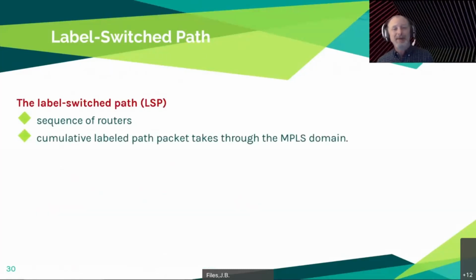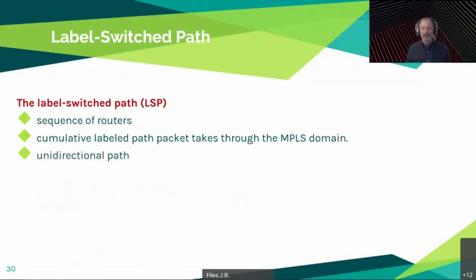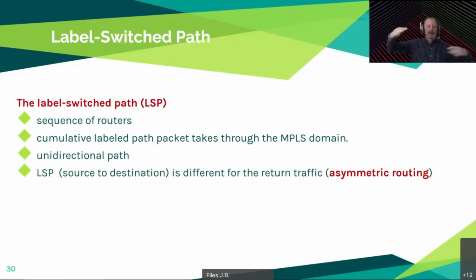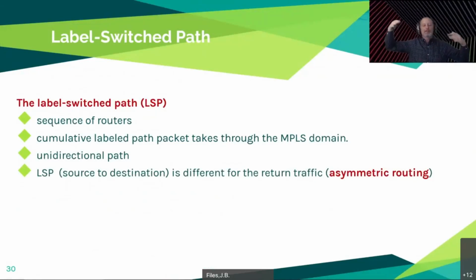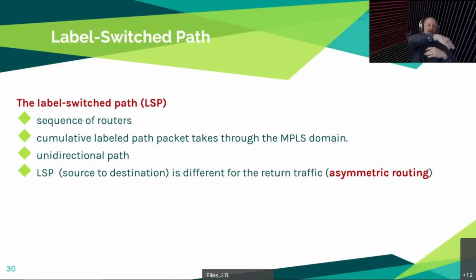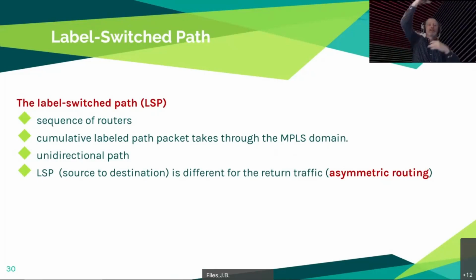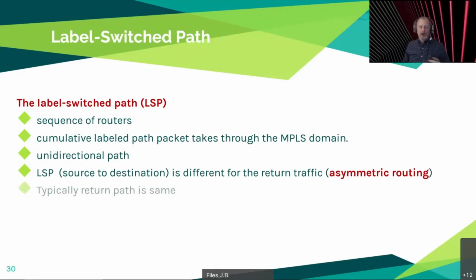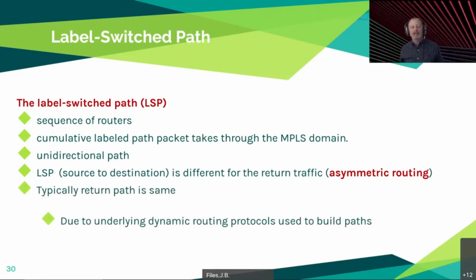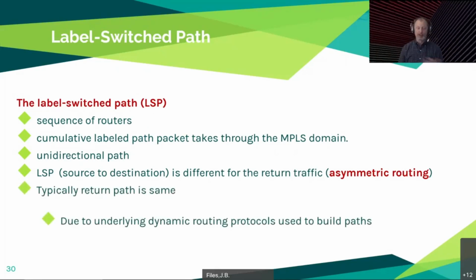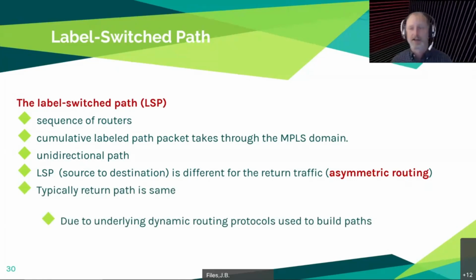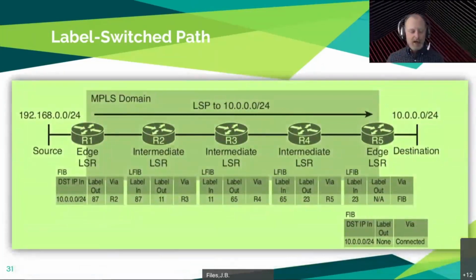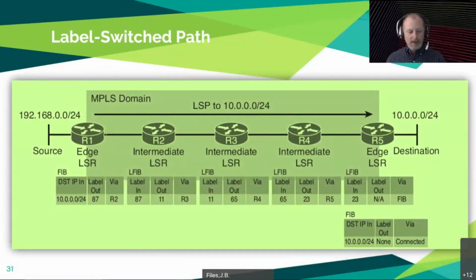Now, the LSP, the path, it's a unidirectional path. So source to destination. That's different for the returning traffic. Now the returning path may be the exact same path in reverse, but that's not guaranteed. It could be just another path altogether. So a lot of times it's the same because of the underlying routing protocols used to build these paths. But again, that's not always guaranteed.